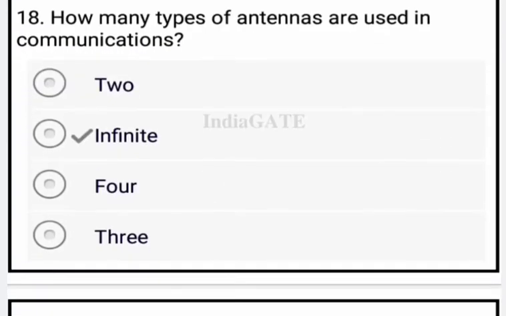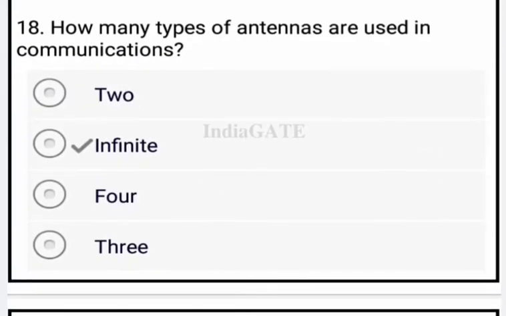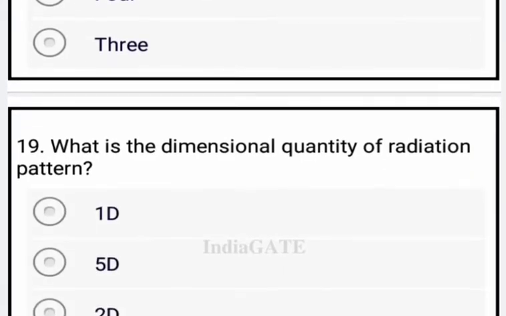Next question. How many types of antennas are used in communication? Here infinity types of antennas are used in communication. So option B is your correct. Next question.